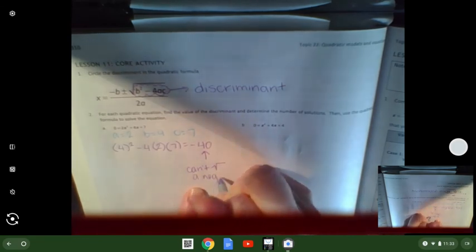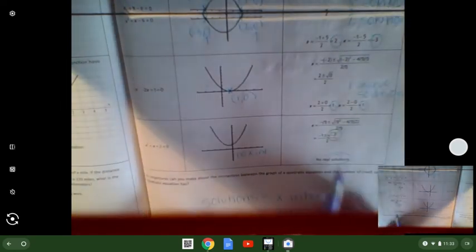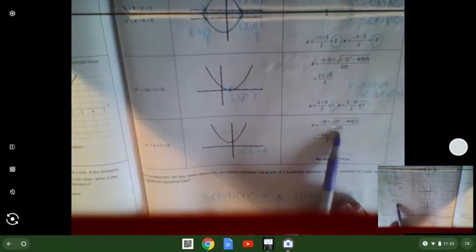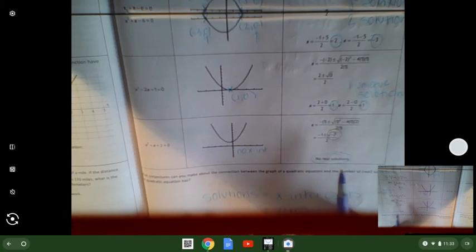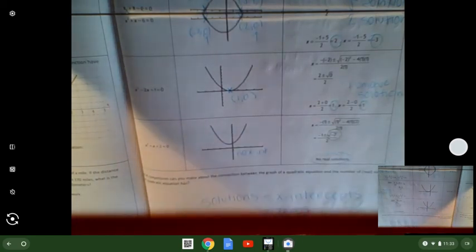If I compare it to that first page, the opener, square rooting a negative is what happened in that last example. And because I can't do that, I can't get any solutions. And because solutions and x-intercepts are the same thing, my graph is going to have no x-intercepts.